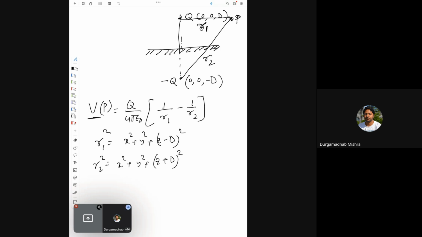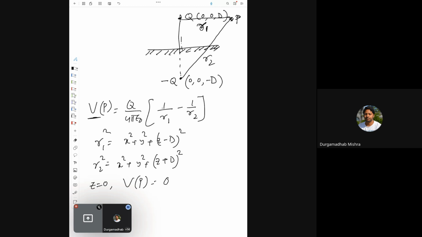Now let's look at the boundary condition for this situation. At z equal to 0, what is the total potential at P due to this configuration? Both r1 and r2 come out to be the square root of x squared plus y squared plus d squared. So r1 and r2 will be exactly the same, and the potential will be 0.